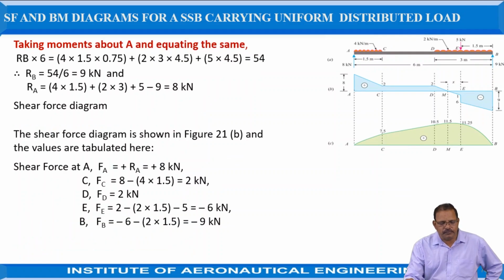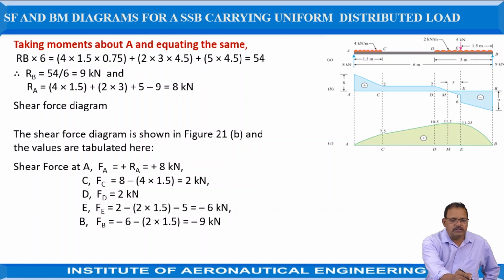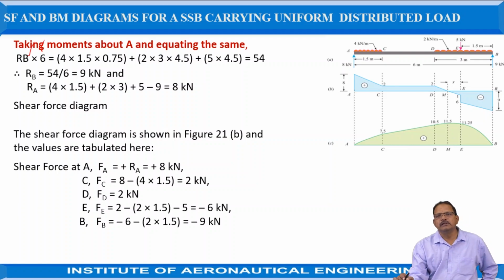Taking moments about point A and equating them to 0, that is RB into 6 is equal to the moments. Here the sum of the moments acting in the clockwise direction should be equal to the sum of the moments acting in the anti-clockwise direction.